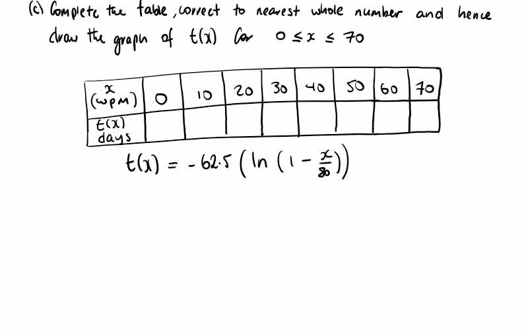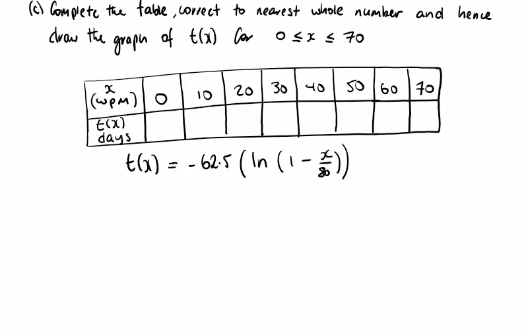For part C of this question, you were given this table and asked to complete it. So straightforward enough, set your calculator up with minus 62.5 by the natural log of 1 minus, and start with 0 over 80, and then just go back and change it to 10, 20, 30, 40 and so on, and you should get the following solutions.